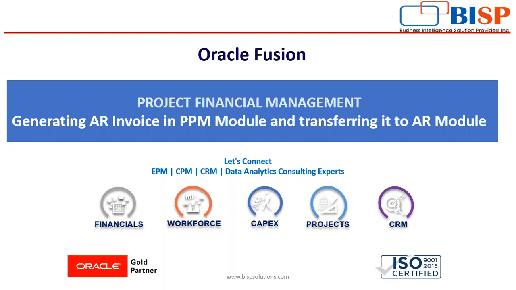So what we will do, we will take two different users where one user has access to the PPM setups and the other user has access to the AR module. We will create the contract in the PPM module, and through that contract we will generate the invoice, and then we will push the same invoice to the AR module, and then in the AR module we will see how to import that invoice which is created in the PPM module. So we are moving to the application.